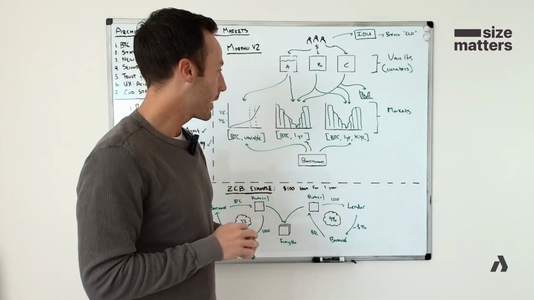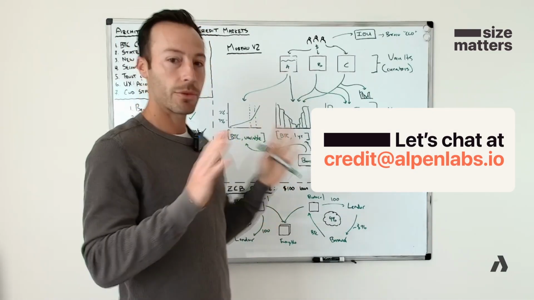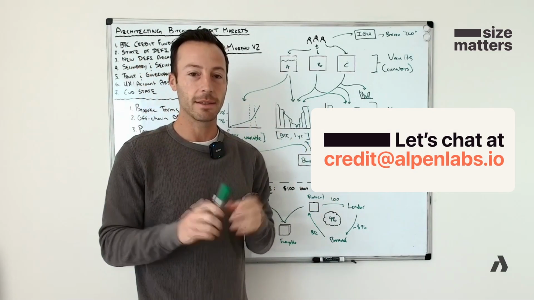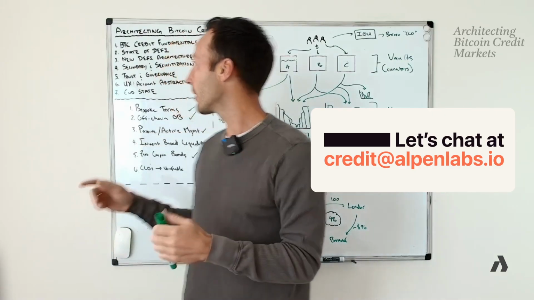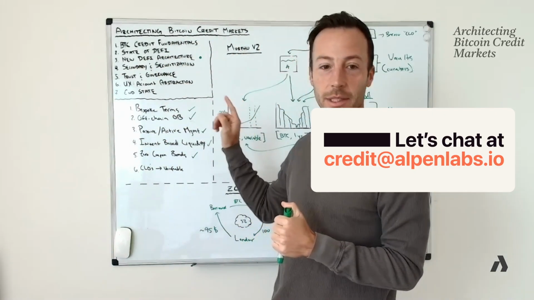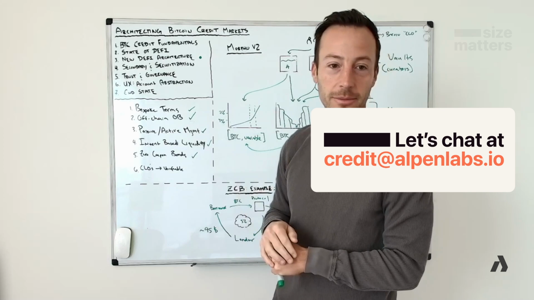So, yeah, that is episode 3. All right, tune in next time for episode 4. We're going to cover a bit about secondary markets and securitization and these Bitcoin CLOs. All right, thanks.